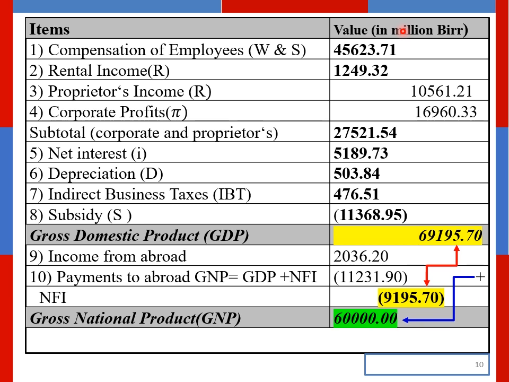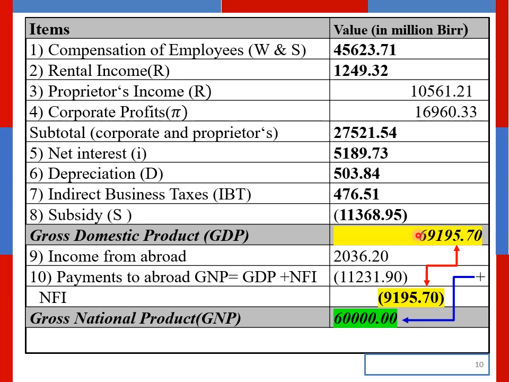When you take the example of the income approach, here we have compensation of the employees. This amount in million birr here, rental income, proprietor's income, corporate profits. Total of those numbers is this amount, net interest, depreciation, direct business tax, and subsidies. So in order to get the GDP, add those bold black numbers, and then you can get the GDP, gross domestic product here. When you add those numbers, you can get this one.